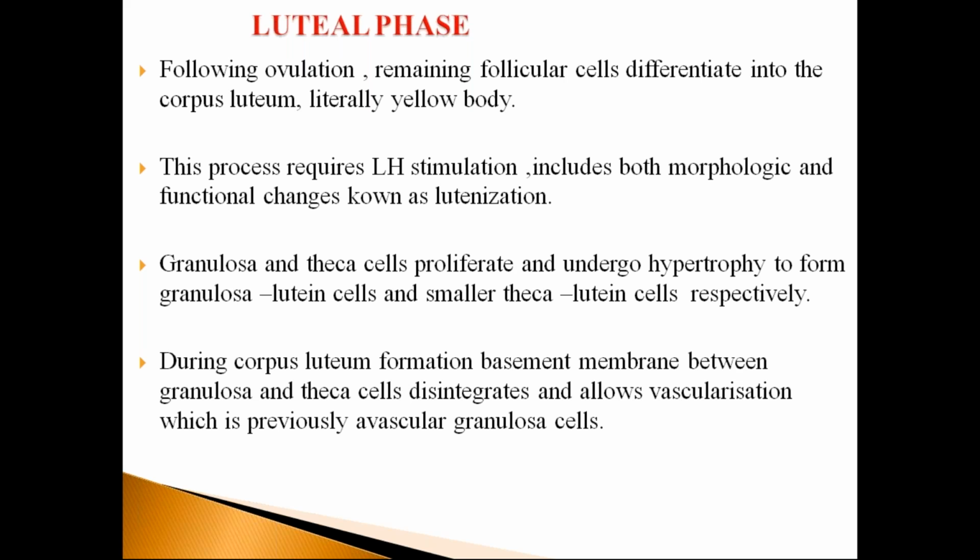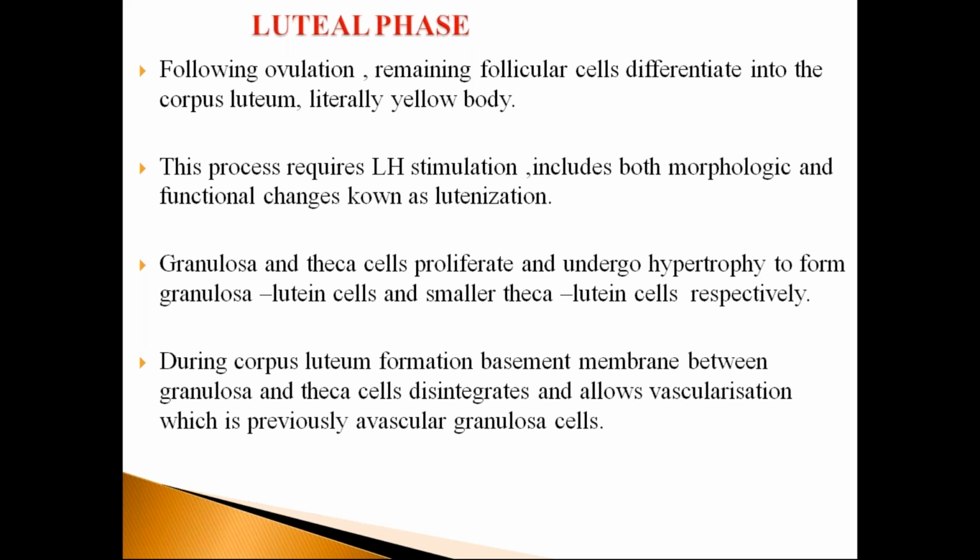So coming to the luteal phase: after ovulation, we have already read about the follicular phase, ovulation, and now the luteal phase. After ovulation, the remaining follicular cells, the granulosa cells and the theca cells, convert into the corpus luteum, which is a yellow body. This process requires LH stimulation. After LH stimulation, these cells have both morphological and functional changes known as luteinization. So granulosa and theca cells proliferate and undergo hypertrophy. More granulosa cells, less theca cells.